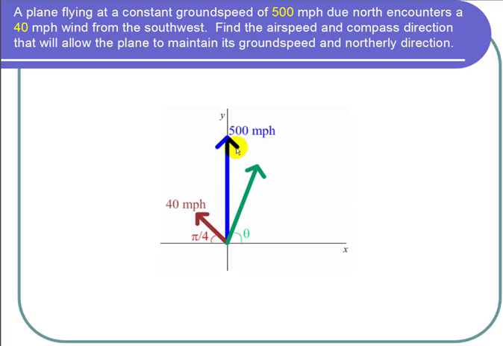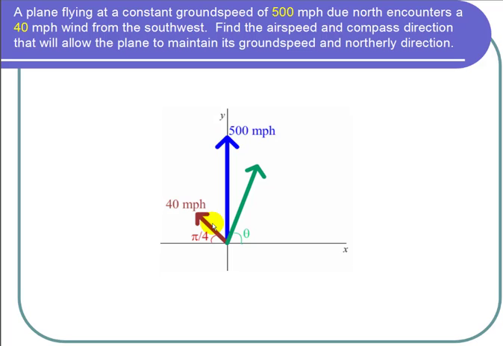The wind is coming from the southwest at 40 miles per hour. So that means that the vector will have magnitude 40 and its angle from the negative x-axis will be pi over 4. In other words, the angle from the positive x-axis will be 3 pi over 4.